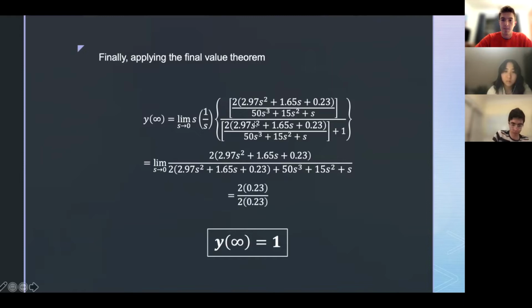We can simplify this nasty bracket right here, and we're left with this long equation. Plugging in 0 wherever s is, we are left with 2 times 0.23 over 2 times 0.23, which of course simplifies to y when time goes to infinity is equal to 1.